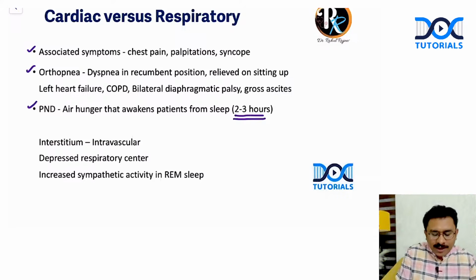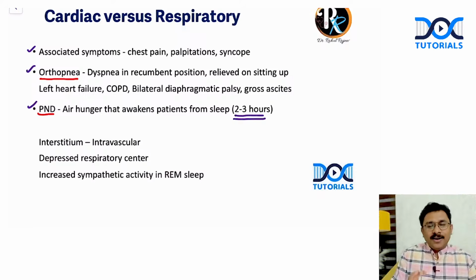Now, orthopnea and PND, I can tell you, more favors a cardiac cause. But I cannot make a definite statement that orthopnea and PND is only seen in cardiac cause. No, but it is more suggestive of cardiac cause. For example, when the patient is having orthopnea, you can have left heart failure as a cause, even chronic obstructive pulmonary disease, that is COPD, even bilateral diaphragmatic palsy, and even a patient with gross ascites can have features like orthopnea.